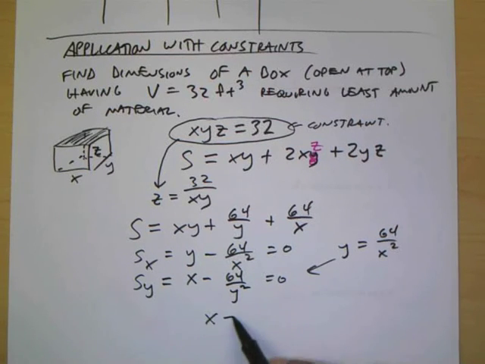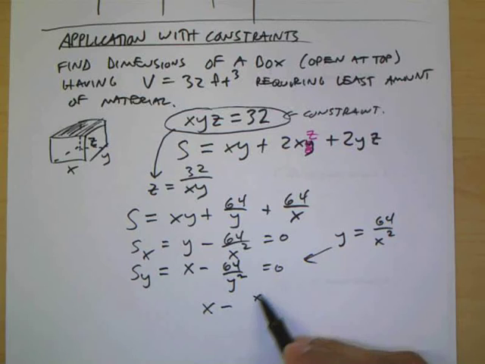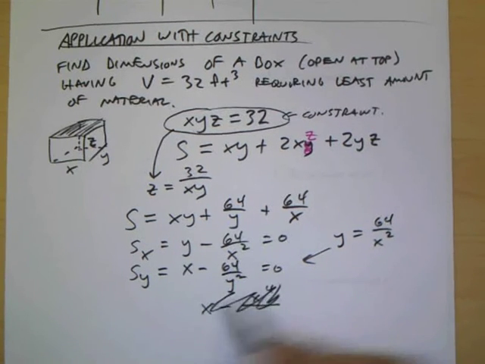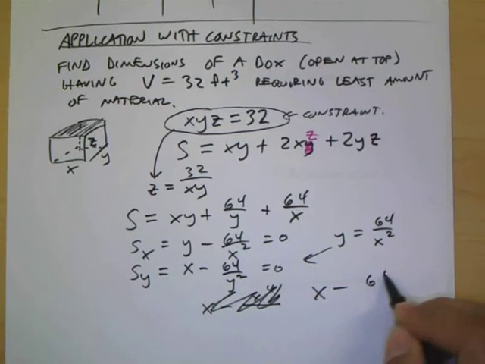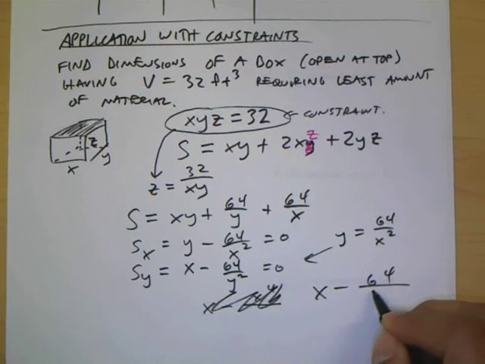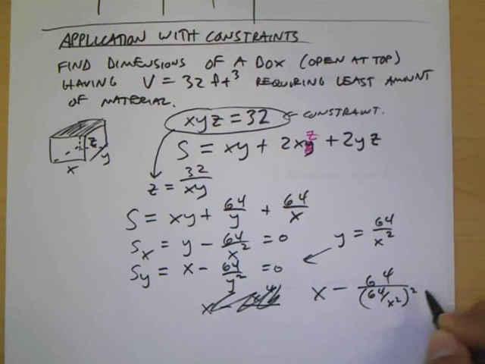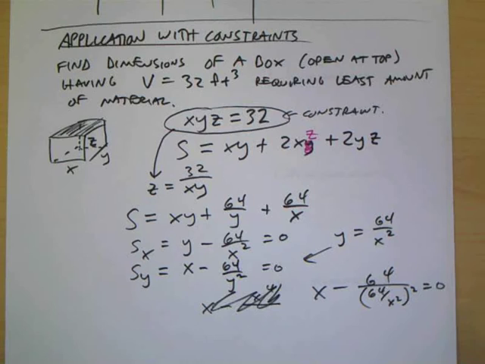So we get x minus x to the 4. Oop, sorry, getting ahead of myself here. x minus 64 over (64 over x squared) squared equals 0. So that's going to give us 1 over 64 in the denominator. The x to the 4 you can put in the numerator.